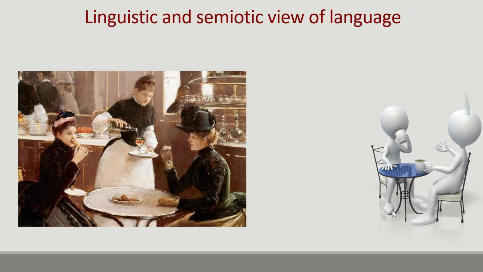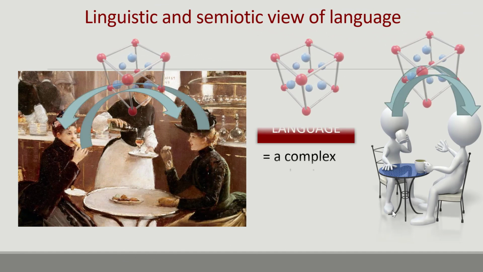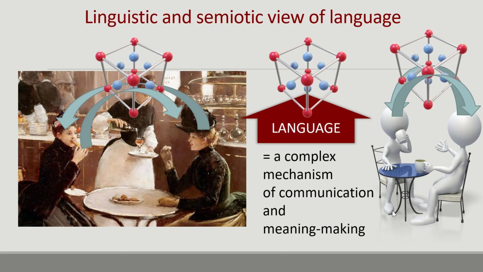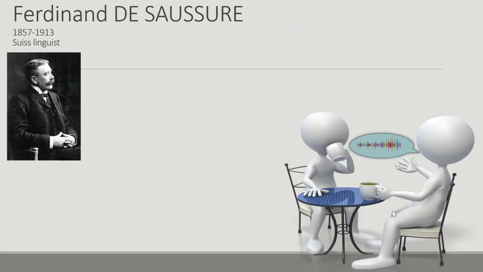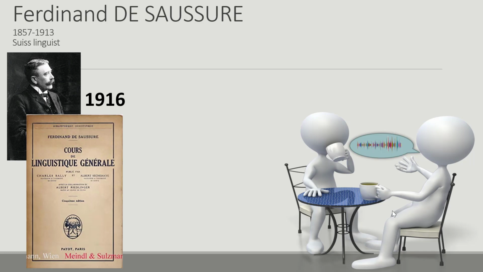Contemporary linguistics is based on the assumption that language is an essential instrument of communication and meaning-making. Therefore, general linguistics explains the mechanism which allows languages to fulfill this function. The essential features of this mechanism were described by the Swiss linguist Ferdinand de Saussure in his famous Course in General Linguistics, published after his death in 1916.